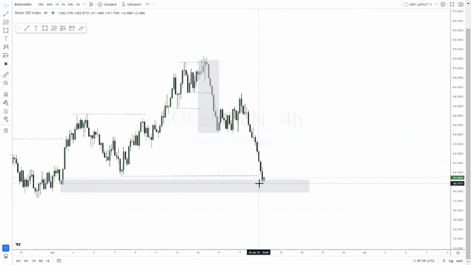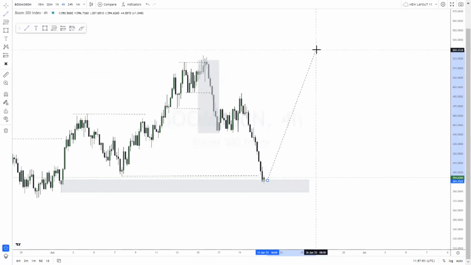All right, so price will need to go up and fill all these imbalances, take out this high, fill these imbalances, and possibly take out this high also. All right, so that is it now. That is what I'm actually expecting from price here.